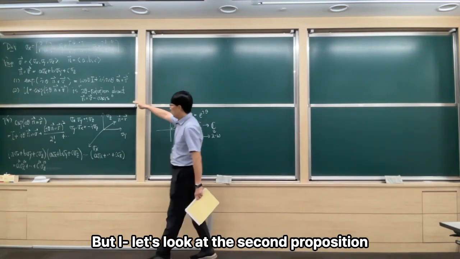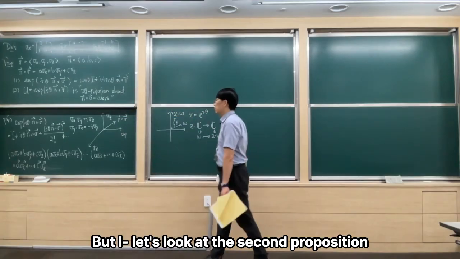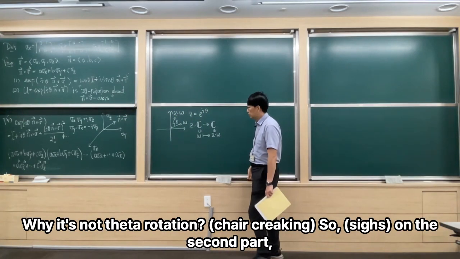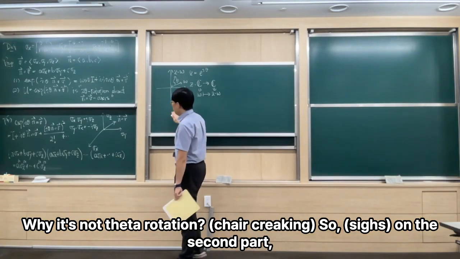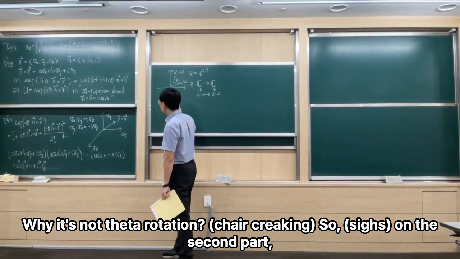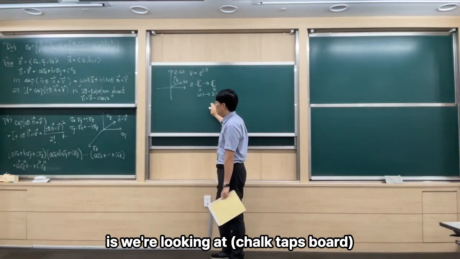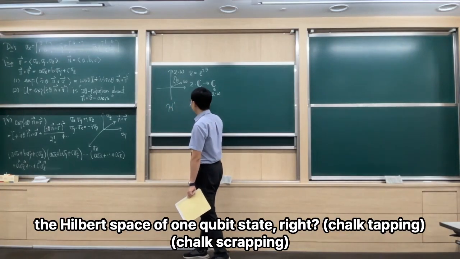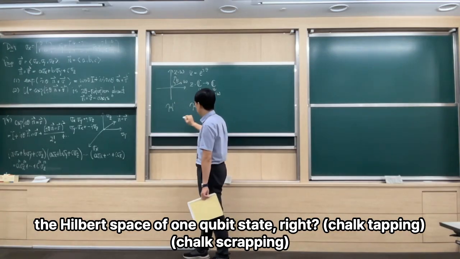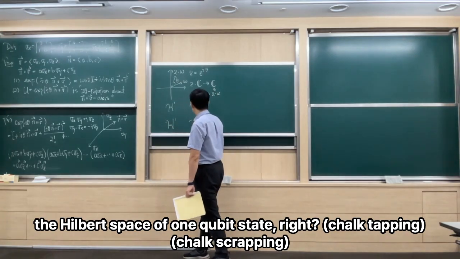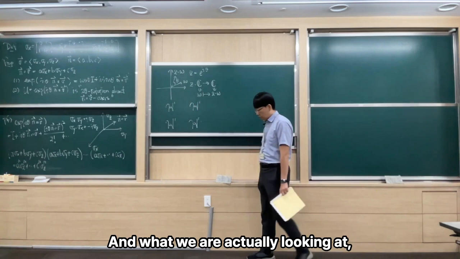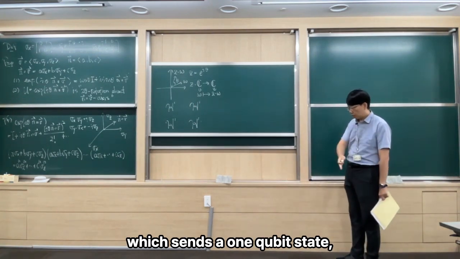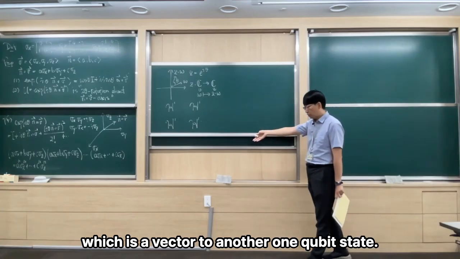But let's look at the second proposition more carefully. So why is it called the 2 zeta rotation? Why is it not zeta rotation? On the second part, what we're going to do is look at the Hilbert space of 1 qubit state, right? And we are looking at the operator which sends a 1 qubit state, which is a vector, to another 1 qubit state.